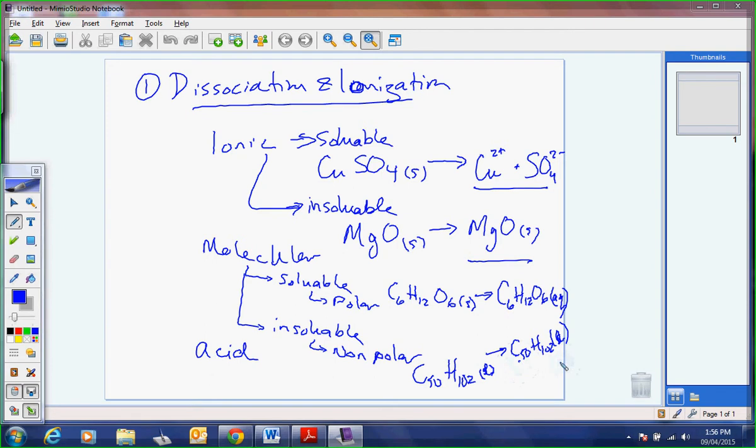Yes, Nick? How come on ionic soluble it dissociated and not on molecular soluble? Because I don't have any ions for it to dissociate into. It stays as a molecule. Everybody happy so far? Okay. And then what happens when acids are placed in water?